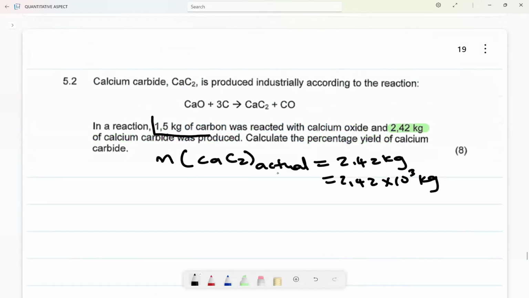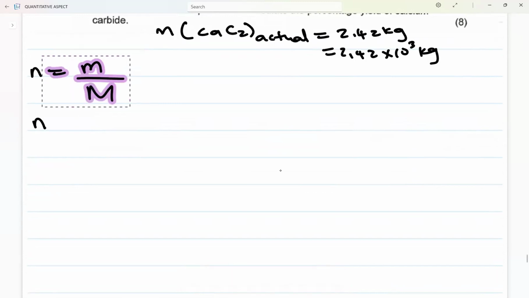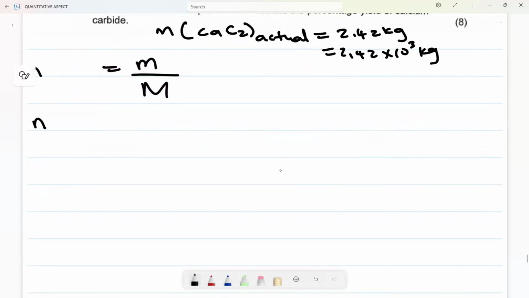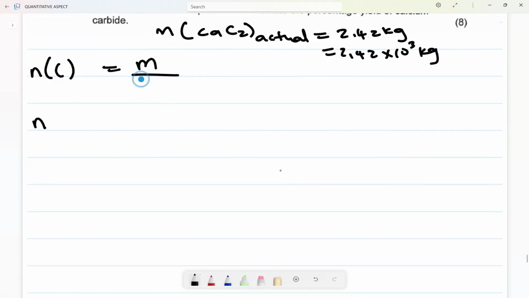I'm told that 1.5 kilograms of carbon was reacted. Remember, if I have the mass of carbon, I can get its molar mass. So I can say the number of moles of the known, my carbon, is equal to mass divided by molar mass. Let me just indicate here. Okay, let me rewrite this. Number of moles of carbon is equal to mass divided by molar mass.